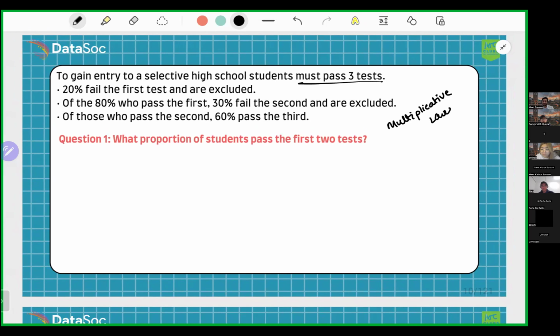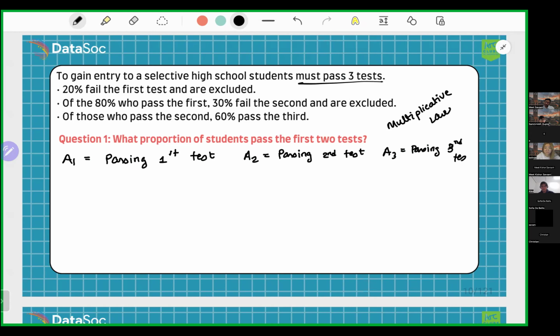First of all, let's define our events. Before starting any probability question, it's always important to define the events. So what would be my events? I know I have three tests. So I'll define my event as A1, passing first test, A2 as passing second test, and A3 passing third test. So let's start.